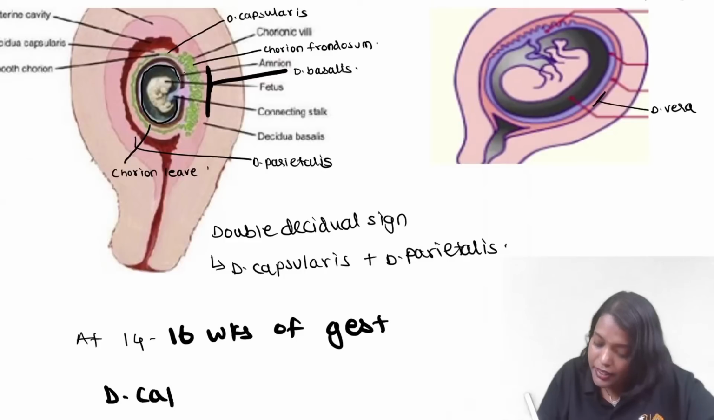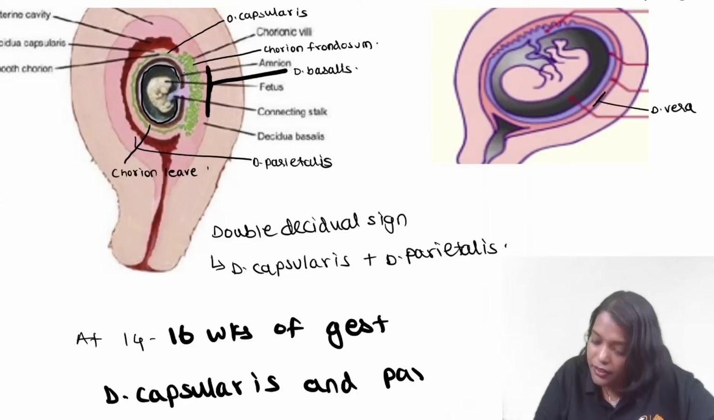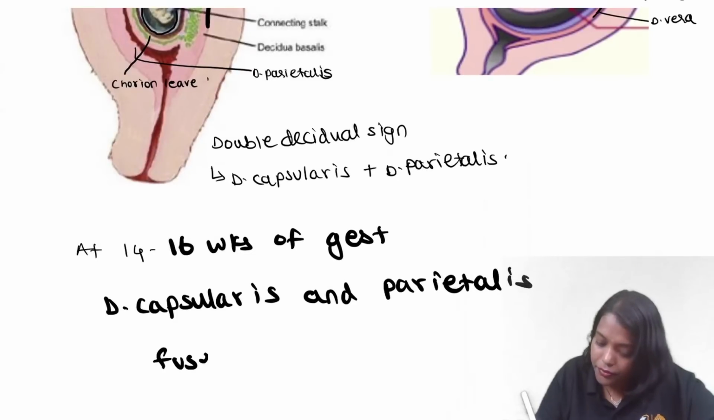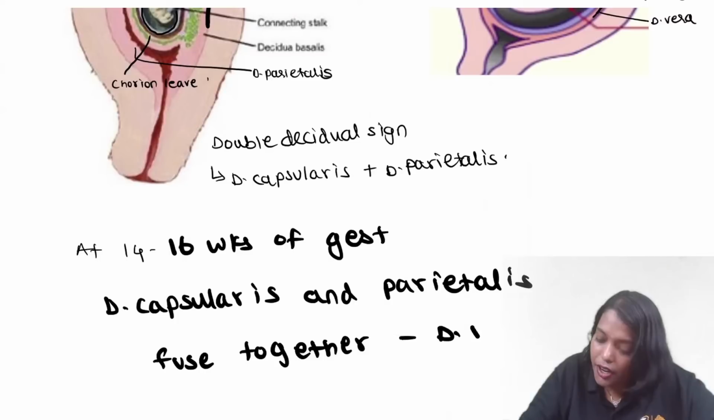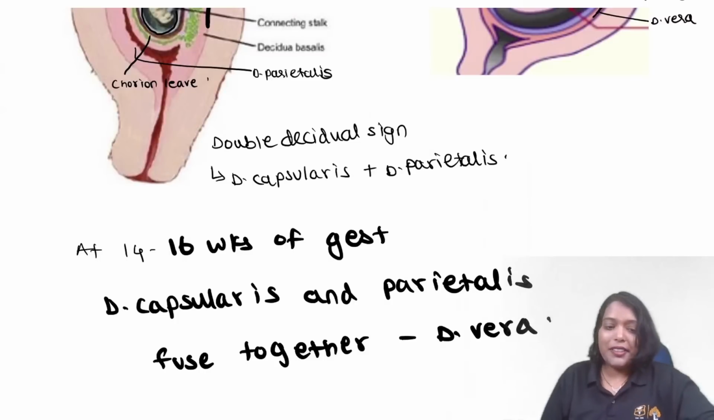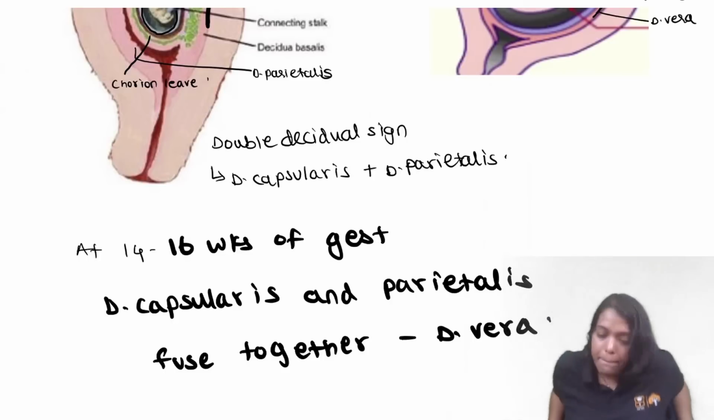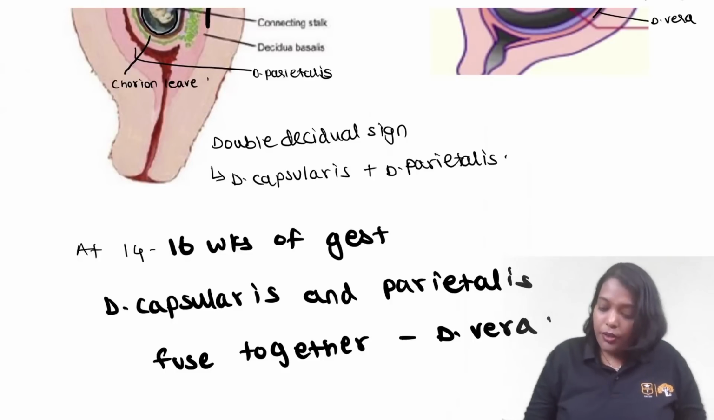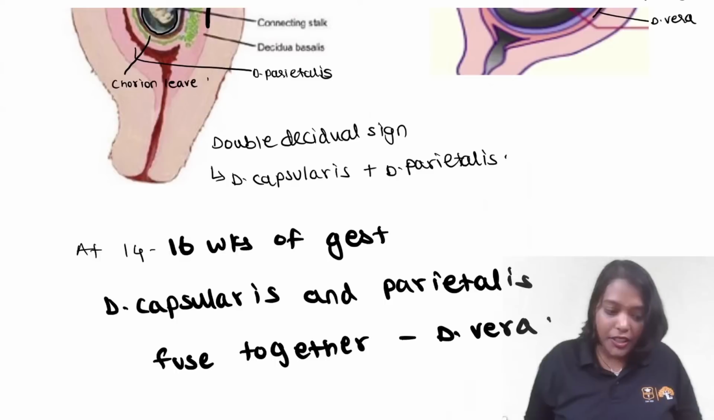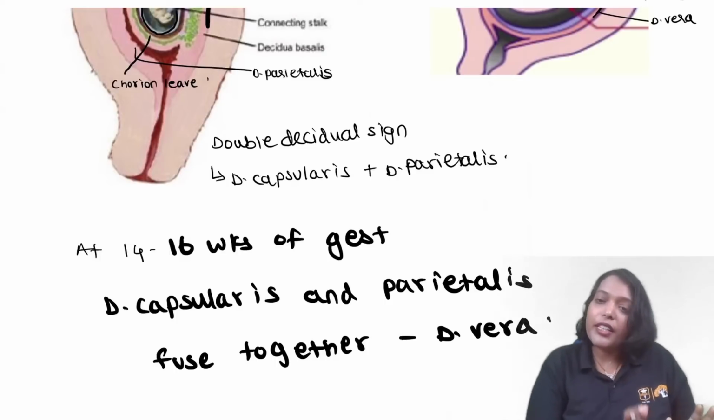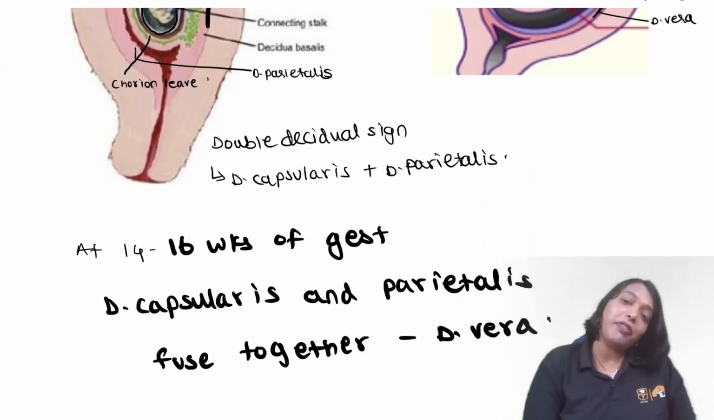decidia capsularis and parietalis fuse together, and this we call decidia vera. Right. So at 14 to 16 weeks of gestation, decidia capsularis and parietalis both will become stuck together, and then we call it decidia vera. So can you tell me one point, guys?